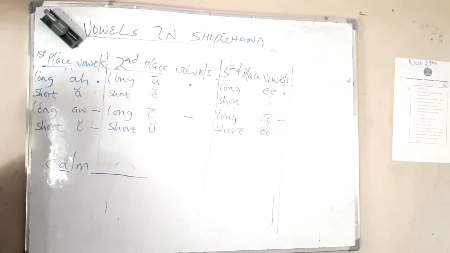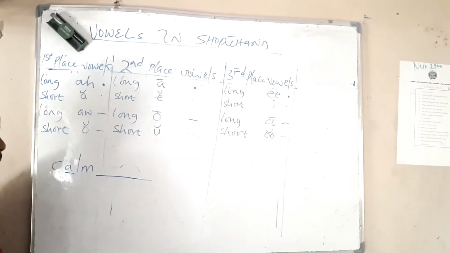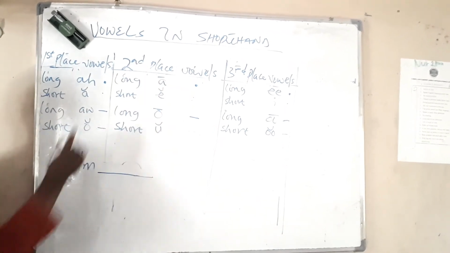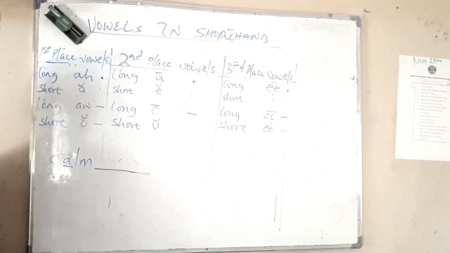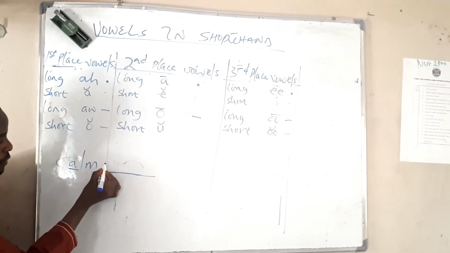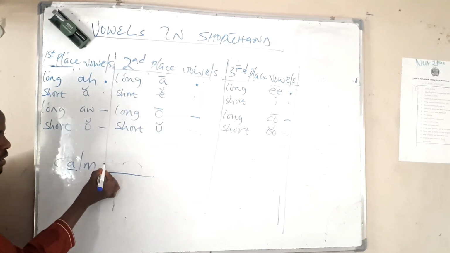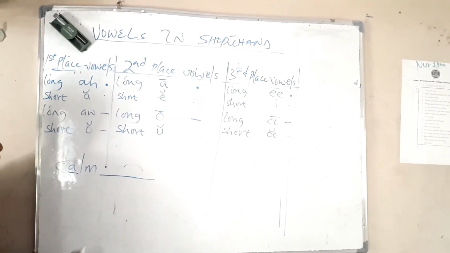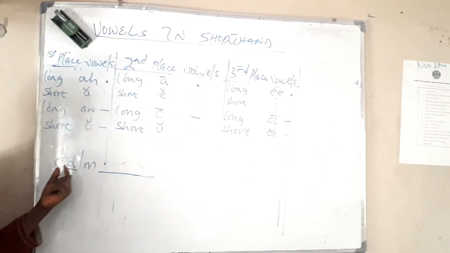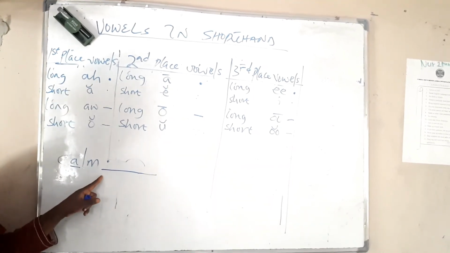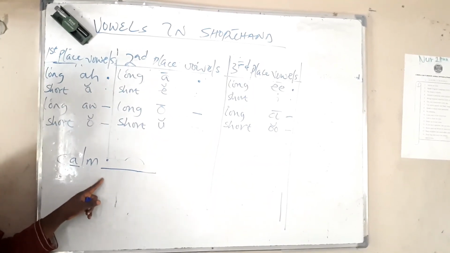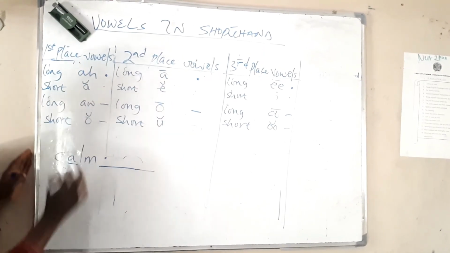So where am I supposed to put my vowel sign, which is this heavy dot? I am supposed to place it in the first position of the K, that is here, and because the vowel comes after the K. So this is an example of long A.